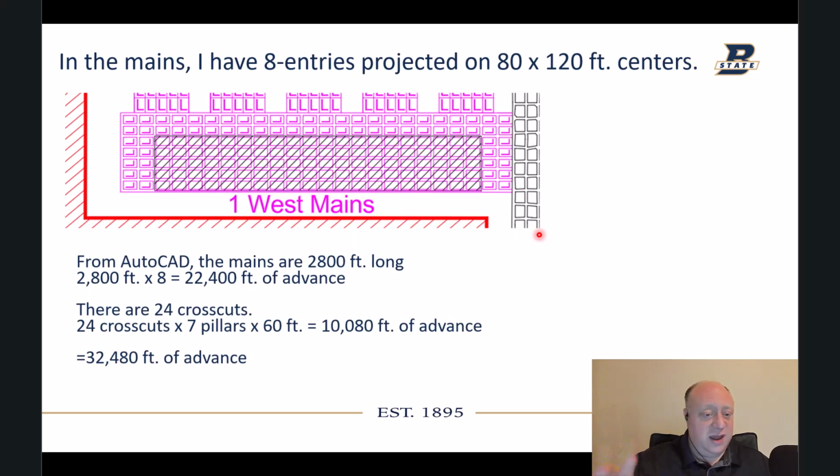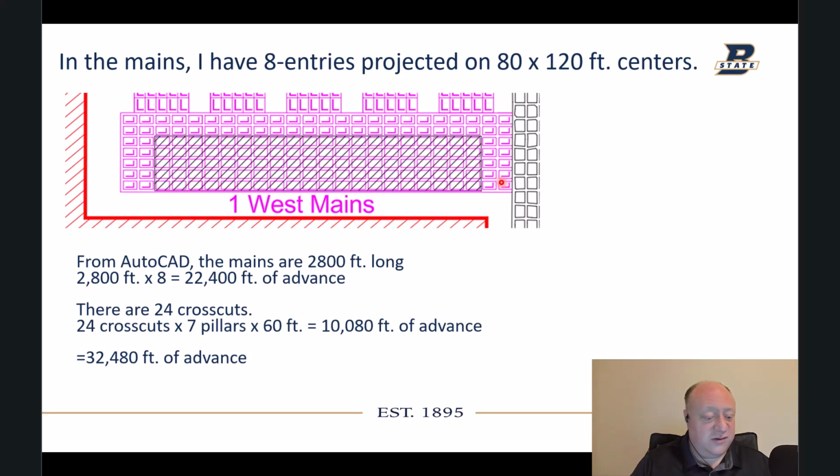In the mains, we've got 8 entries projected. They're on 80 by 120 foot centers. In AutoCAD, the mains are 2,800 feet long, and 2,800 feet times 8 is 22,400 feet of advance for the entries in the mains.